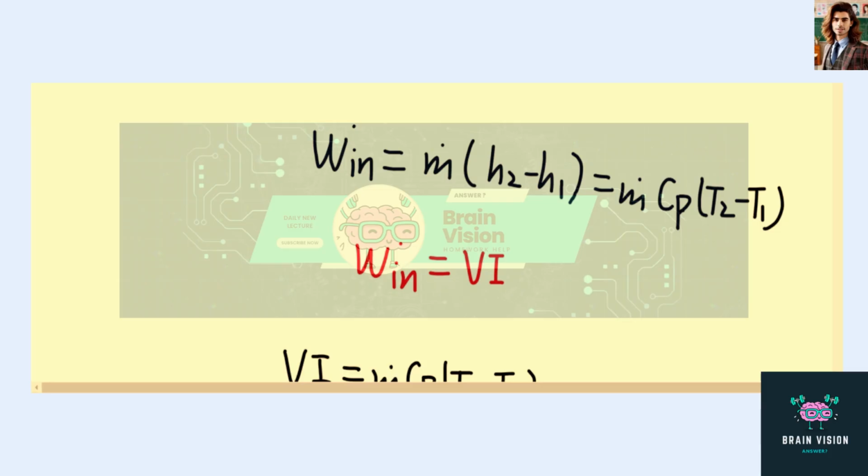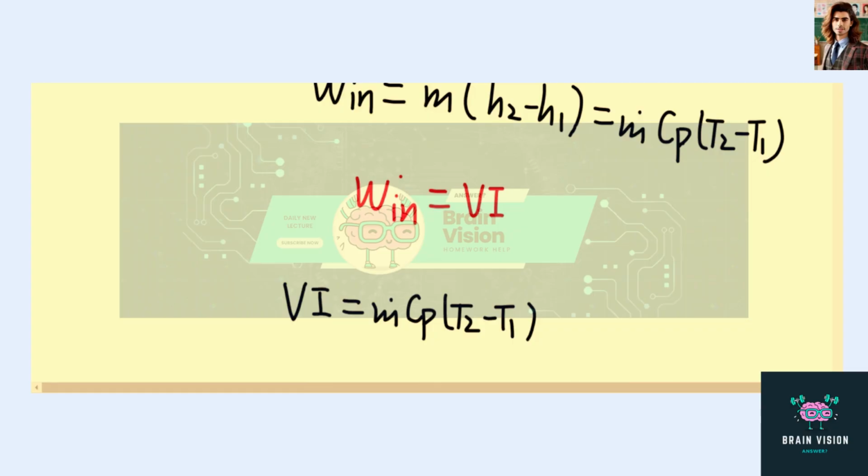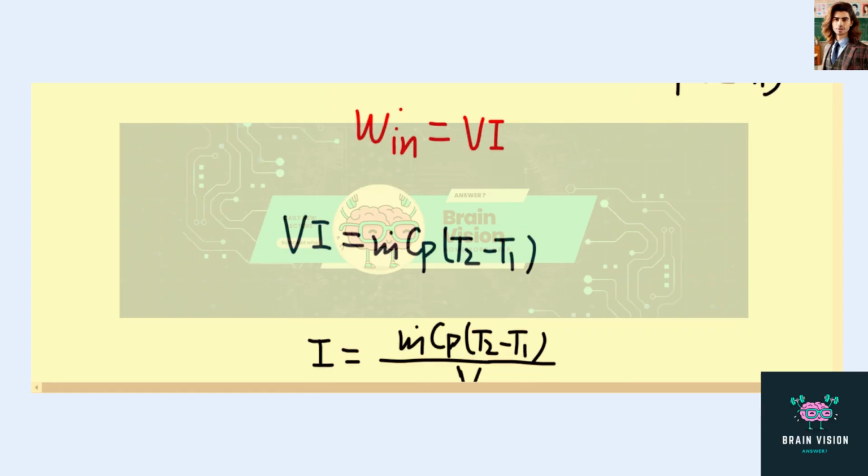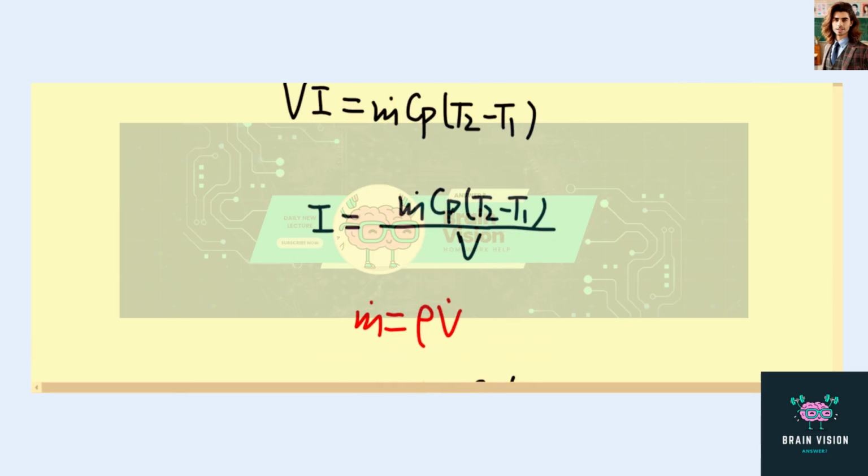And we also know that the power input can be equal to the potential difference multiplied by the current, which is Vi here. So therefore, if we plug it back into the equation, we have Vi is equal to M dot times Cp times T2 minus T1. And then we'll have the I, which is the current, equal to M dot times Cp times T2 minus T1 over V.